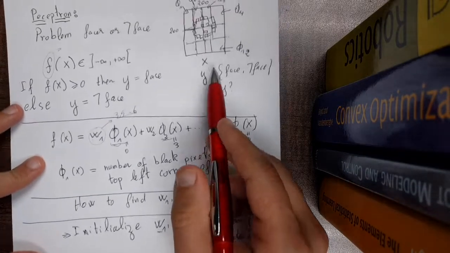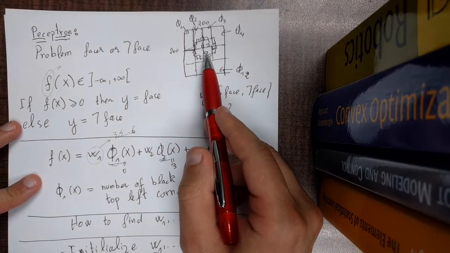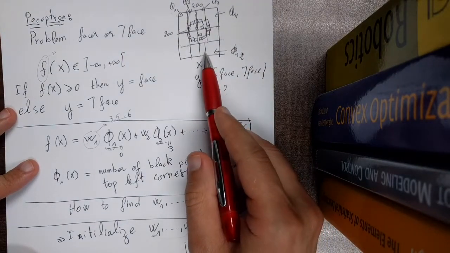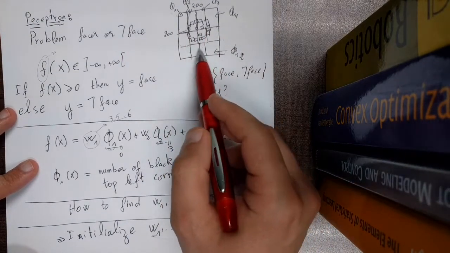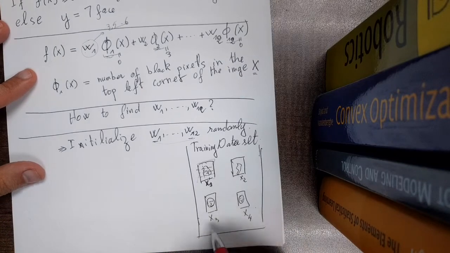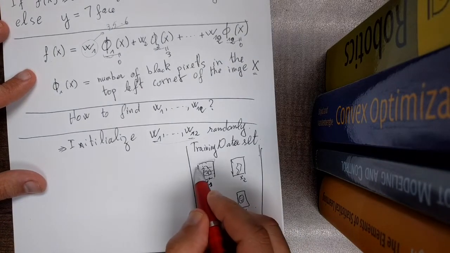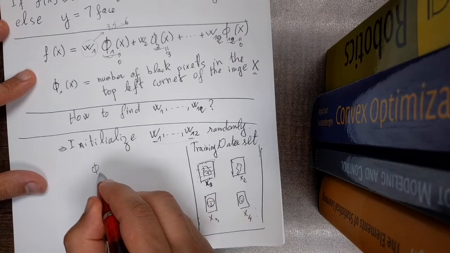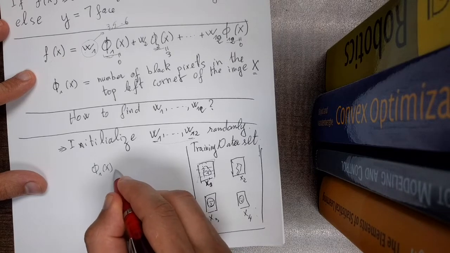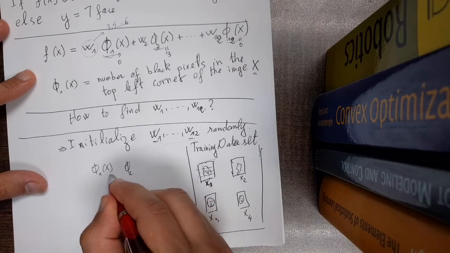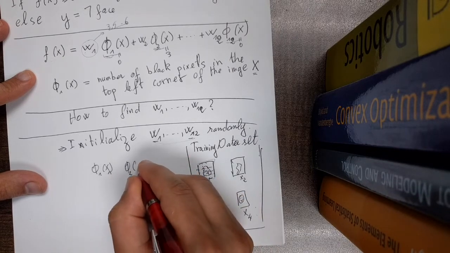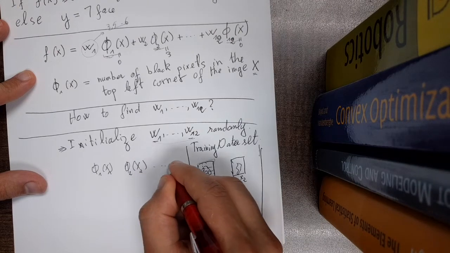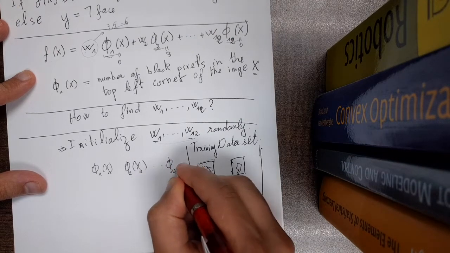It's the same thing that we did here, right? So we can treat it in the same way as we are treating any image. So we divide it into different cells, and then we compute the features. So we compute phi1 of x, and then phi2 of x, until phi12. Here we have 12 features.